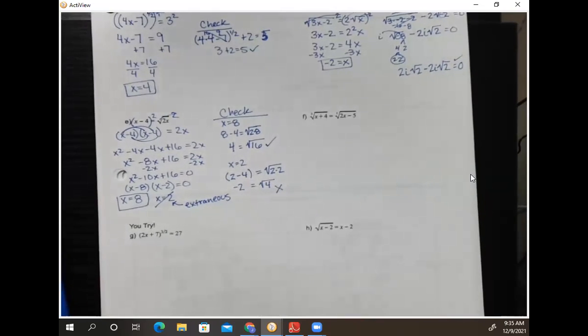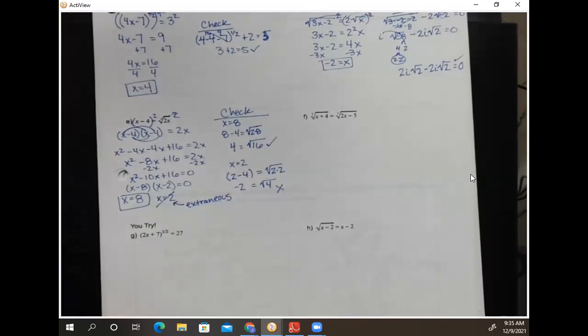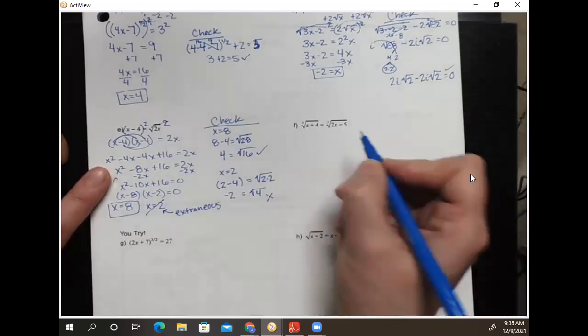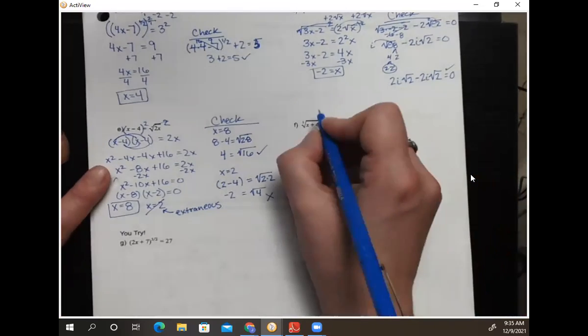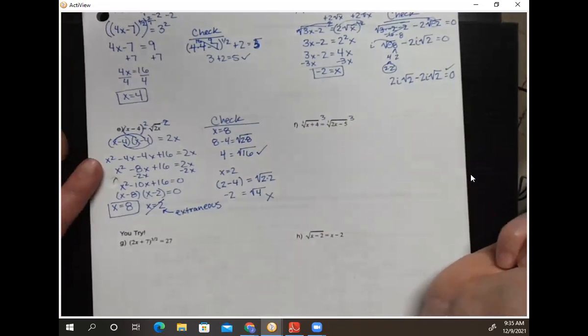Okay, let's take a look at F. F is kind of similar to D. I've got more than one cube root this time. For D, we said get those roots on opposite sides. We already have that here. So I'm just going to cube both sides to get rid of those roots.